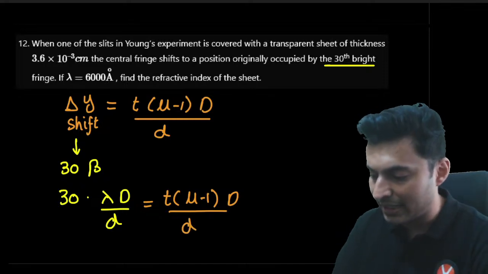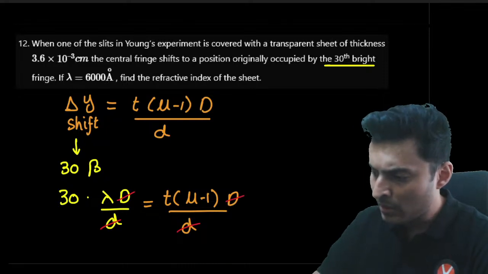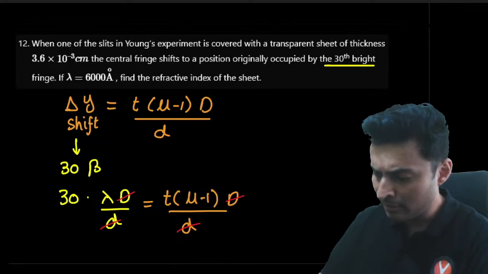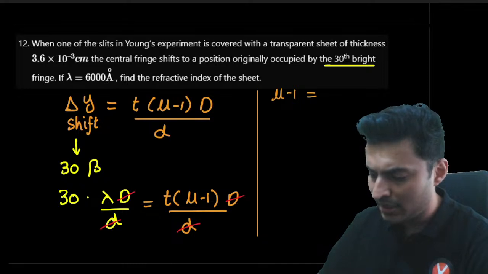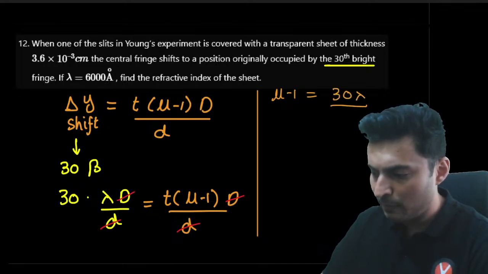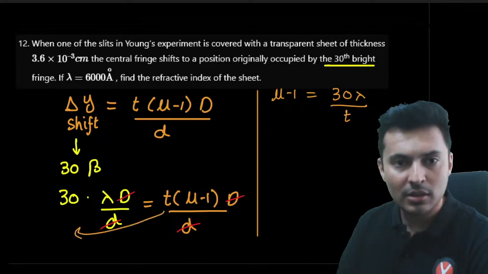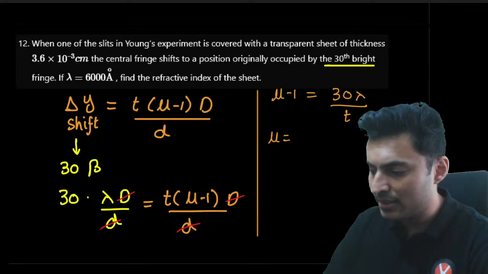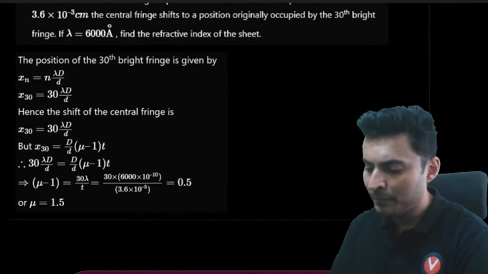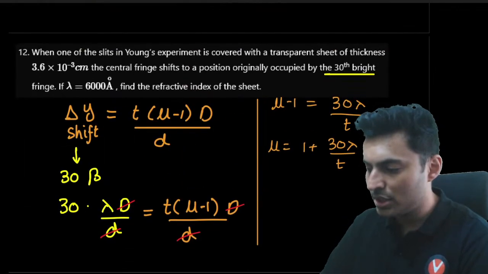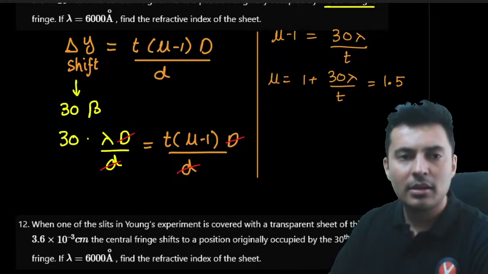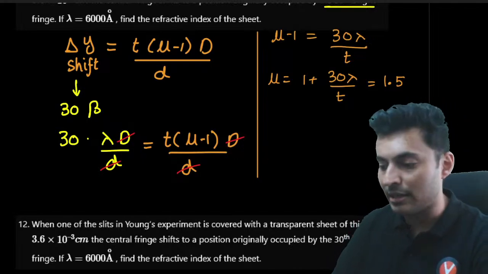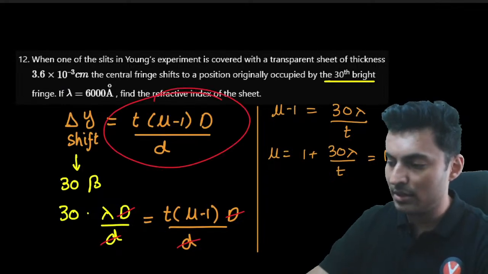Now you can clearly see a few things will get cancelled, like D and d. Now we have to find the refractive index. So mu minus 1 is 30 times lambda divided by thickness. Take the thickness value below. So mu is 1 plus 30 lambda by t. Substitute the value. You will get the answer as 1.5, I believe. Just check this out. Very simple question if you know the formula. If you don't know the formula, you will struggle a lot. So please remember this particular formula.